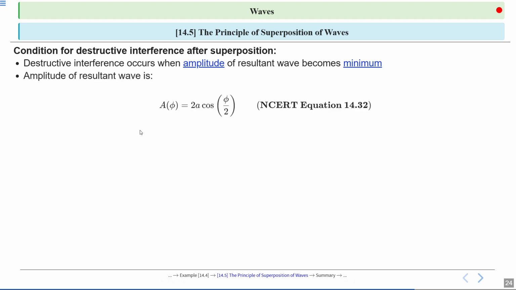This is the opposite of constructive interference, where the amplitudes add up to make a bigger wave. So, the amplitude of the resultant wave when two waves of the same amplitude A are superposed is given by the formula A of phi is equal to 2A cos phi by 2.